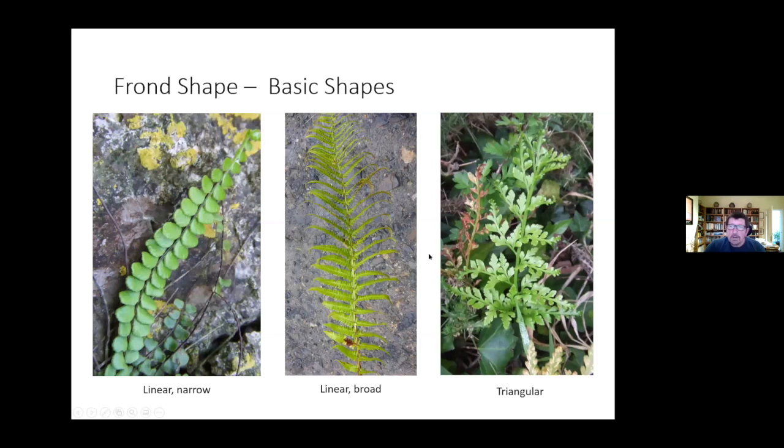So one thing we need to look at is the shape of the frond. It can be linear and narrow, like this one here, very long lanceolate shape, or they can be broad and come out much more like ovoid or ovate, or they can be triangular, like this one. These shapes are quite useful in the field.